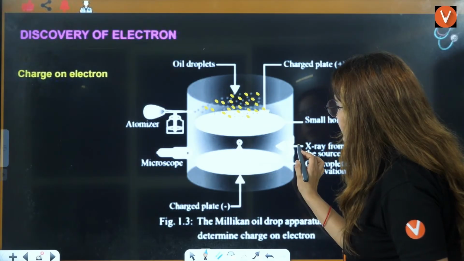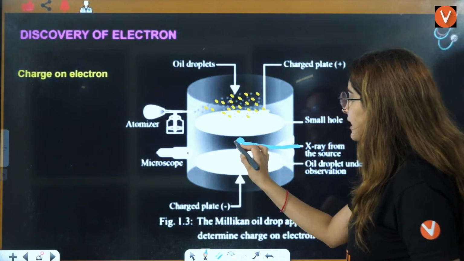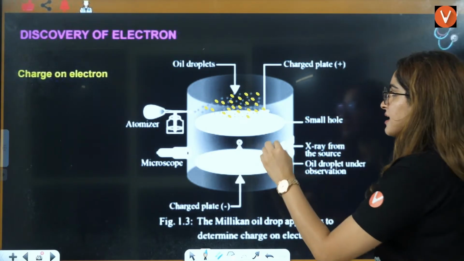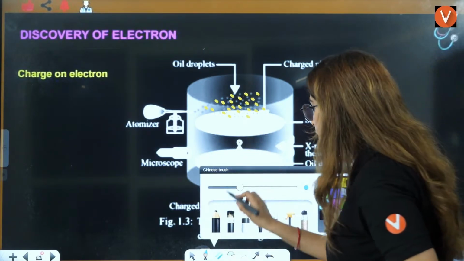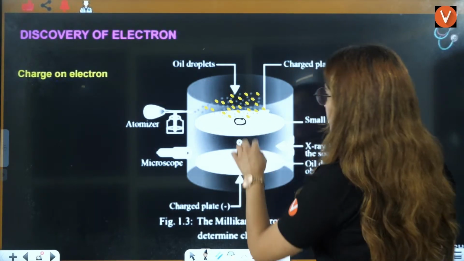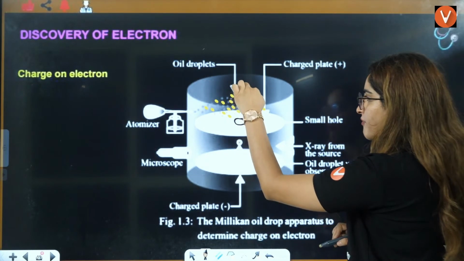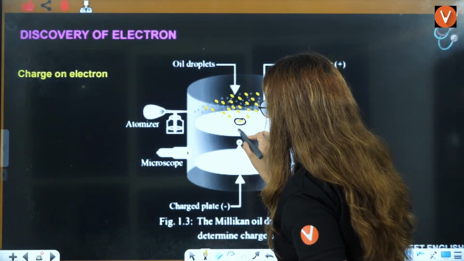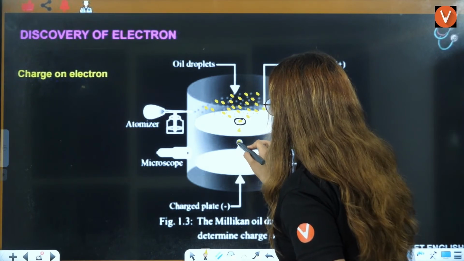And this is actually going to be on this side. Now, the main work here is that this oil drop should travel by gravity through this hole. There will be a hole here from which the oil drop will travel. Okay, this oil drop will travel, and this is the oil drop.